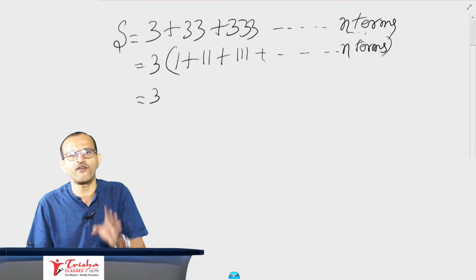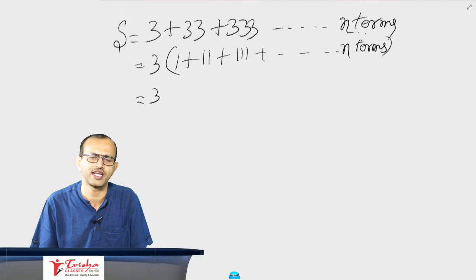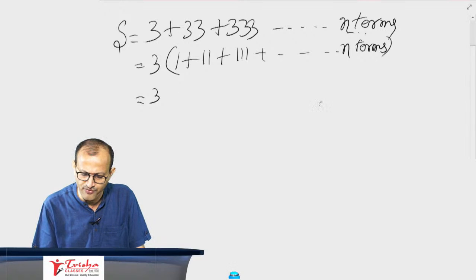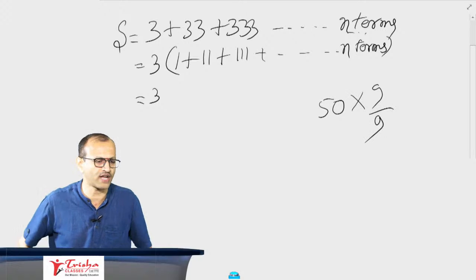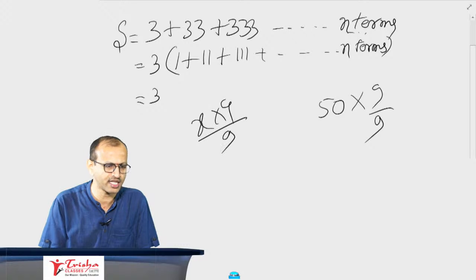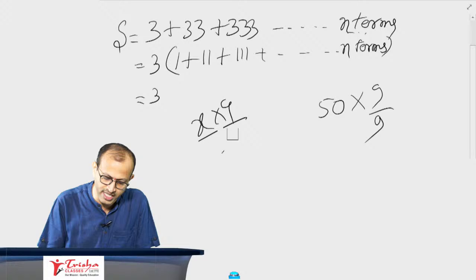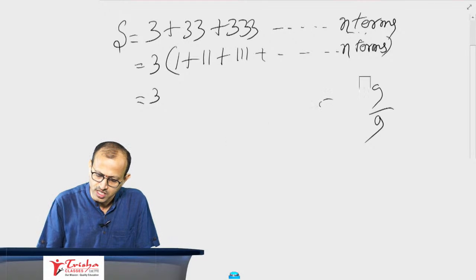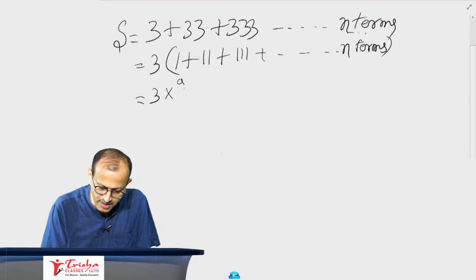3, 111, 111 not in AP, not in GP again. I will do something like this. There is a 50. Can I do into 9 divided by 9? All of you answer. Same. But why do you do into 9 divided by 9? There is an advantage which I will explain to you. Why simply multiply by 9 and divide by 9? There is an advantage. I will multiply by 9 divided by 9 and I will keep it same.